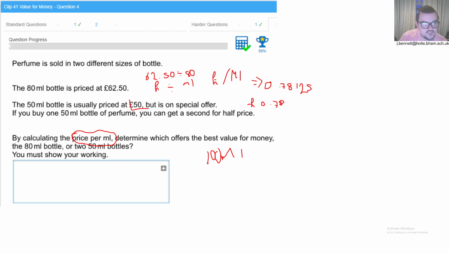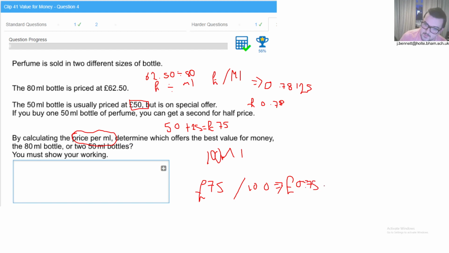The first one is 50 quid, but the second one we get for half price. Half of 50 is 25. So the first one is 50, the second one is 25, we get 75. So it's going to be £75 for 100 millilitres. So we want to do £75 divided by 100 millilitres. That gives us 75 pence per millilitre. Which one is better value for money?